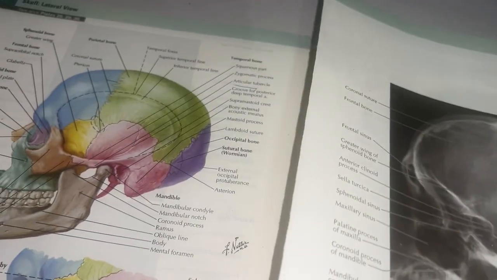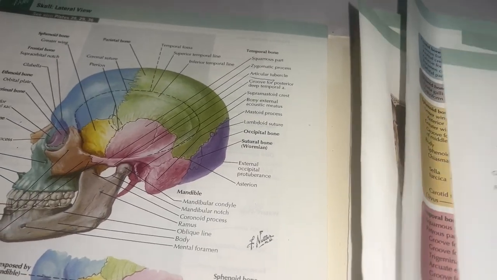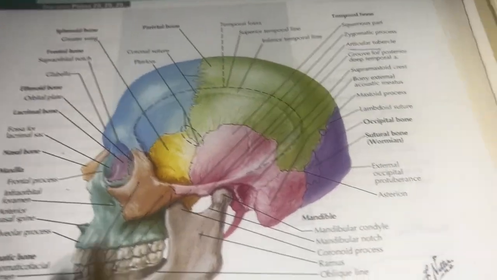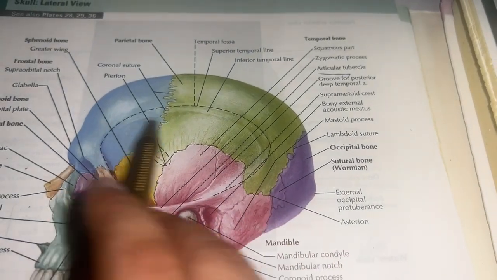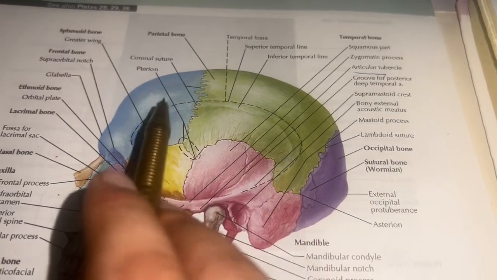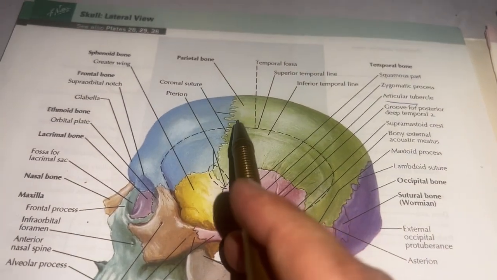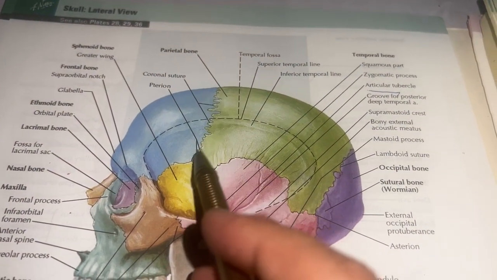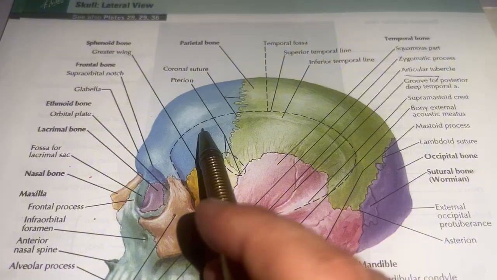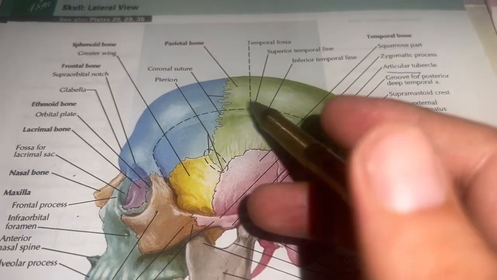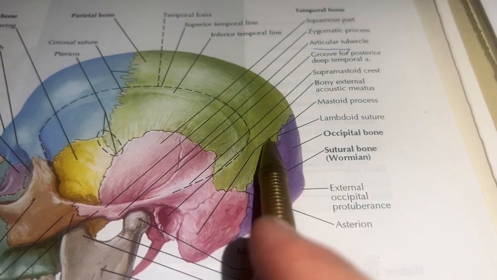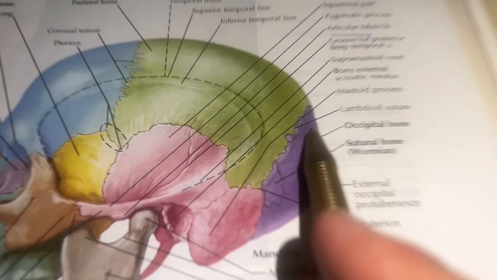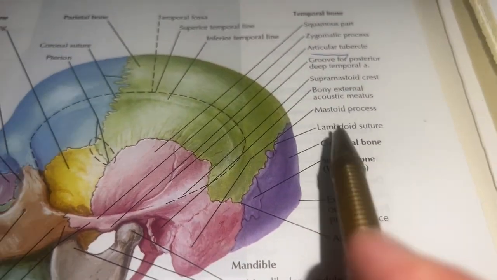Now we will move toward the Norma Lateralis, the lateral view of the skull. First we will identify the bones, from above, anterior to posterior. This is the frontal bone, this is the parietal bone, and the suture between the frontal and parietal bone is called the coronal suture. The posterior-most bone is the occipital bone, and the suture between these two bones is the lambdoid suture.